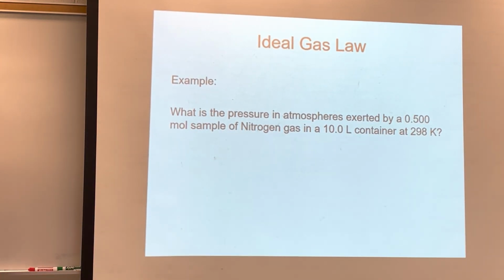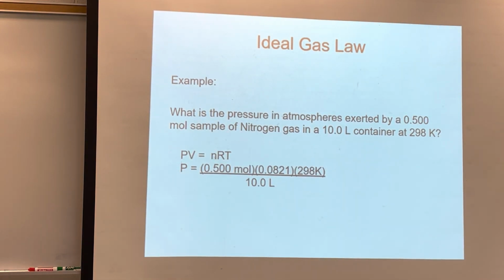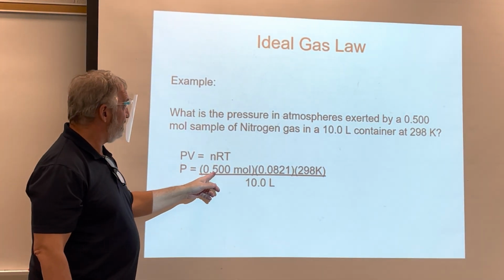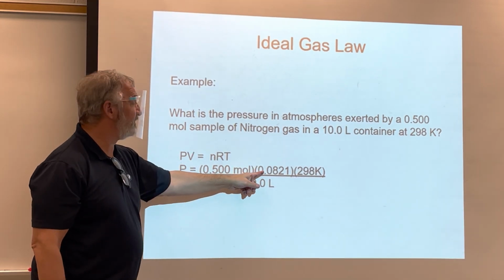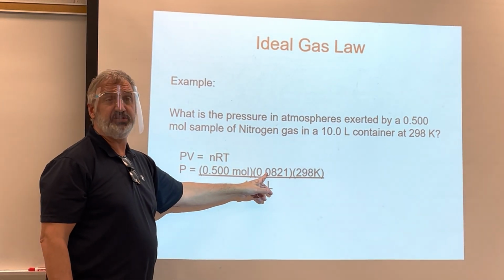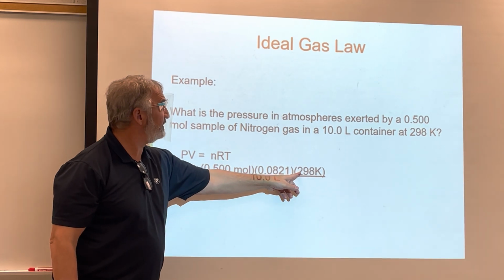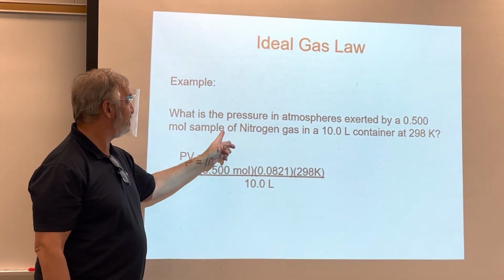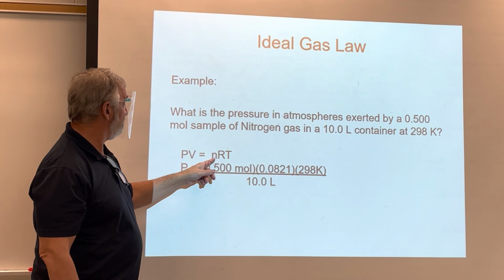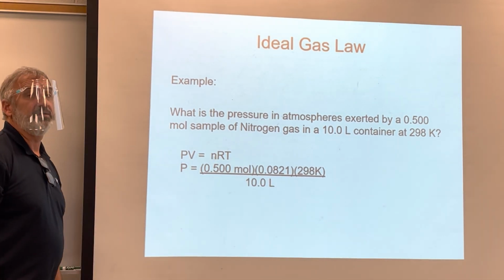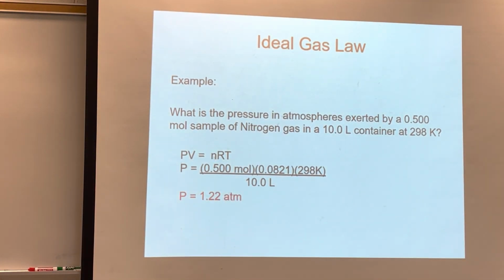So when we plug that in, PV equals nRT, n is 0.5. R is always 0.0821, that number is given to you, you don't have to memorize it. Temperature, we changed to 298, and the volume is 10 liters. So the pressure is equal to nRT over V, and you end up getting 1.22 atmospheres. Now, we can calculate all kinds of stuff from this ideal gas law.